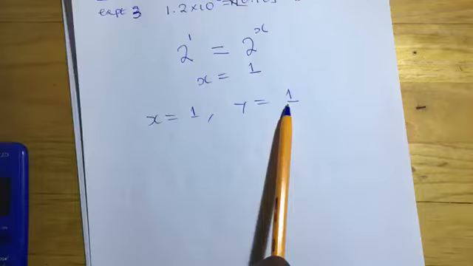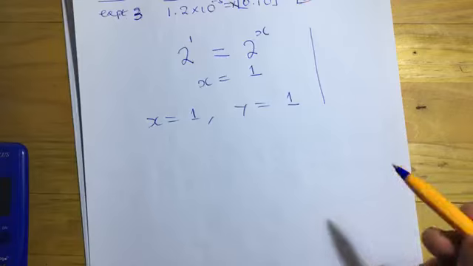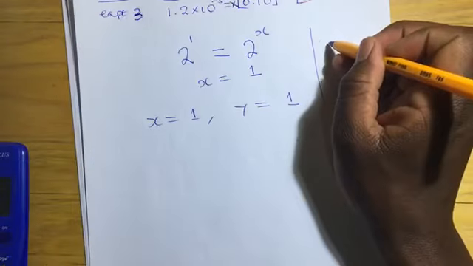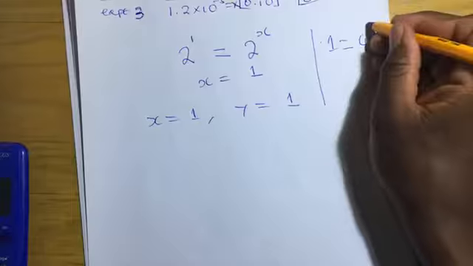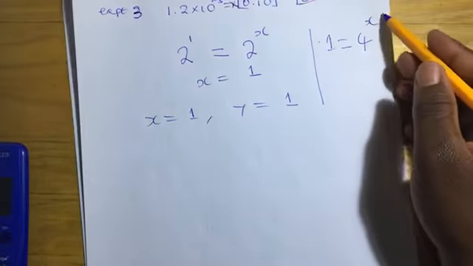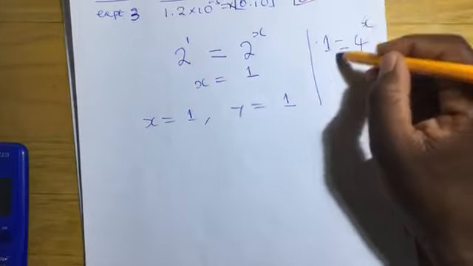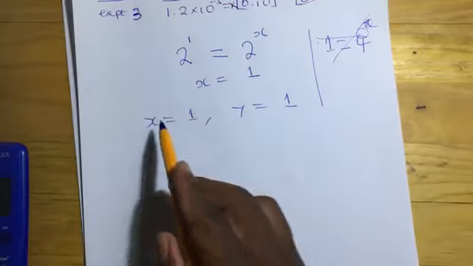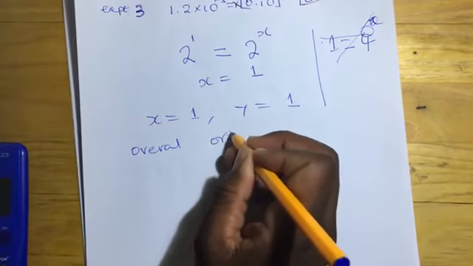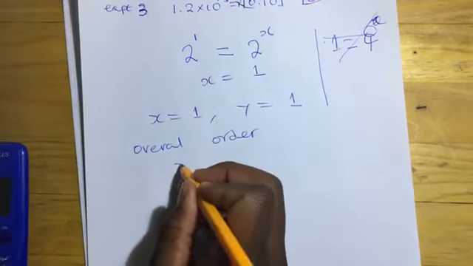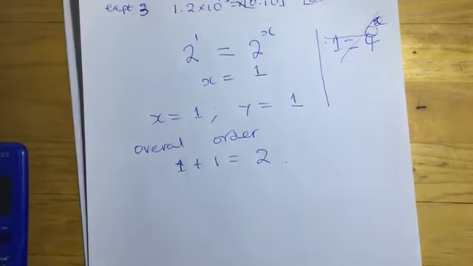Is there a situation where the bases are not the same? Yes. For instance, I can get 1 is equal to 4 to the power x. Okay? In such a case, you know x is going to be 0. You understand? So x is 1, y is 1. So overall order is going to be 1 plus 1, which is 2.